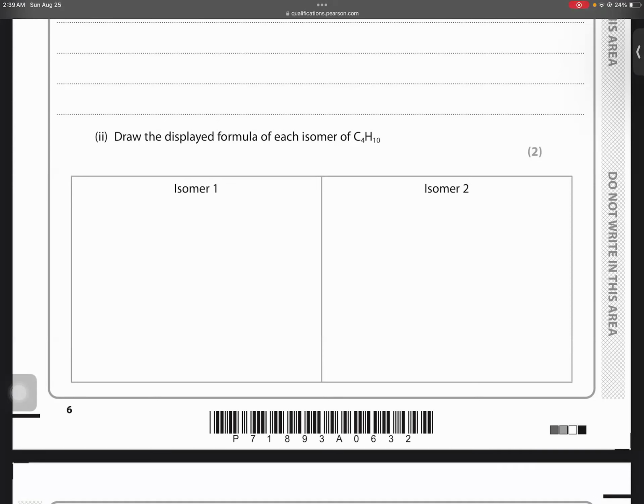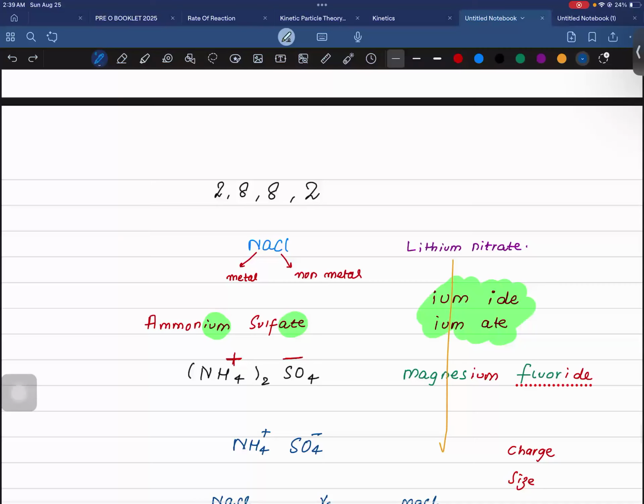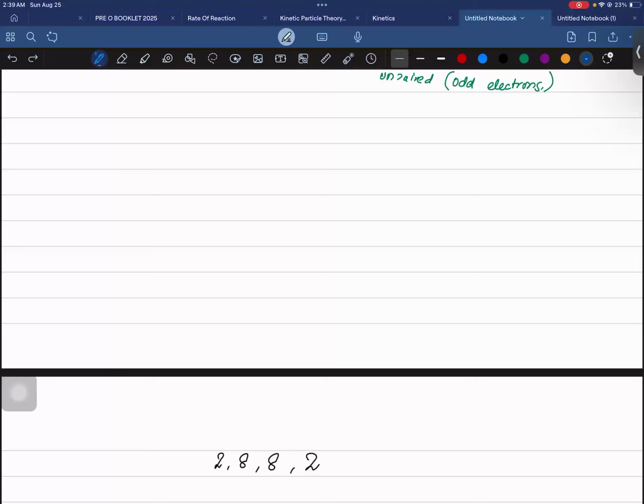So this should be C4H10, the same molecular formula but different structure. So for butane, this is simple butane, and this should be methyl propane. Hopefully you did it like this.